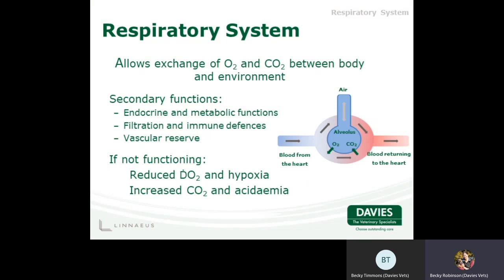So starting off with the physiology, the primary function of the respiratory system is obviously the exchange of oxygen and carbon dioxide between the body and the environment. The respiratory system also has a number of secondary functions, including being a vascular reserve and a filter for blood and airborne substances. It plays a role in immune defenses and also has some endocrine and metabolic functions. But we're not going to cover any of those secondary functions today. We're just going to focus on its primary role in exchanging oxygen and carbon dioxide.